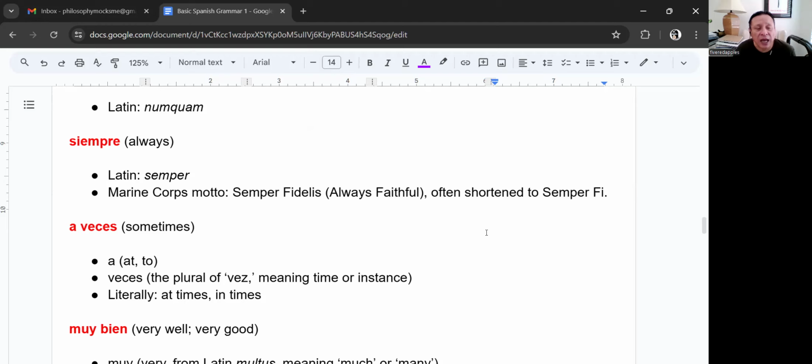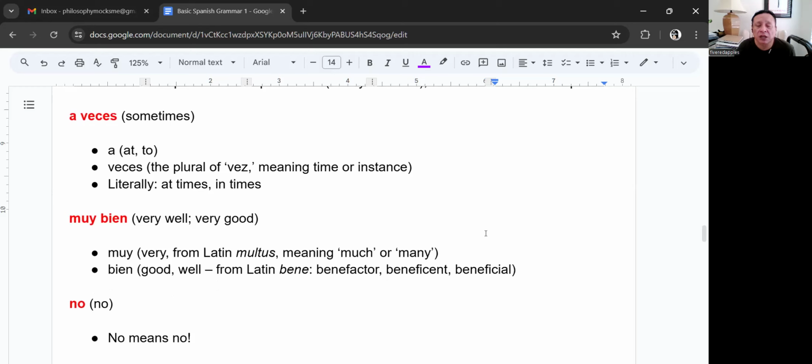Okay, a veces. A veces here is sometimes. A veces kind of literally means at times or in times, right? So veces is plural for vez. Vez is instance or time. And a means to or at or in. So a veces means literally at times. So at times I go to the beach with my sister. Sometimes I go to the beach with my sister. At times I like to read a book all day on Saturday. Sometimes I like to read a book all day on Saturday. So a veces is at times, which is basically just sometimes.